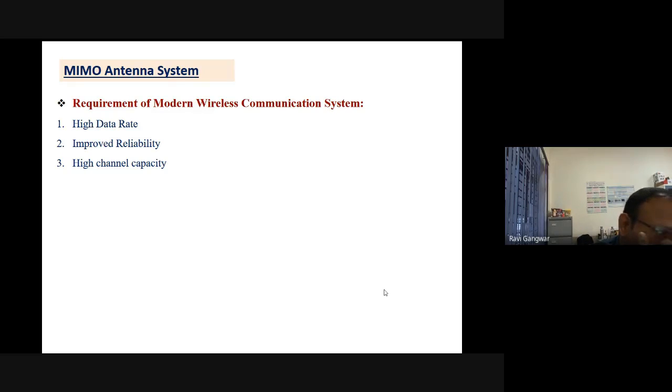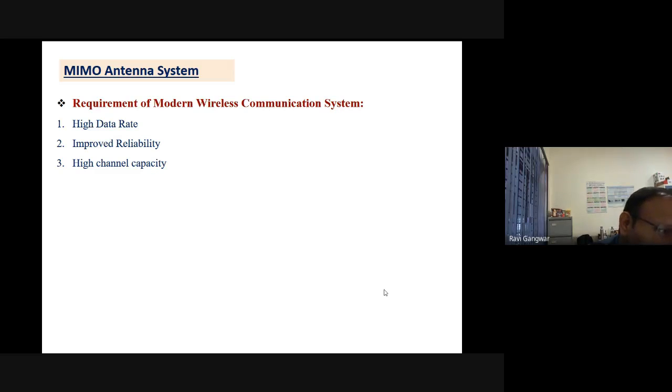High data rate is the most important point because at present everybody wants very high speed. For example, everybody does video conferencing, and nowadays due to the COVID-19 pandemic, all the classes and everything are online. So there is a requirement of very high data rates so that in real time we are able to discuss things.